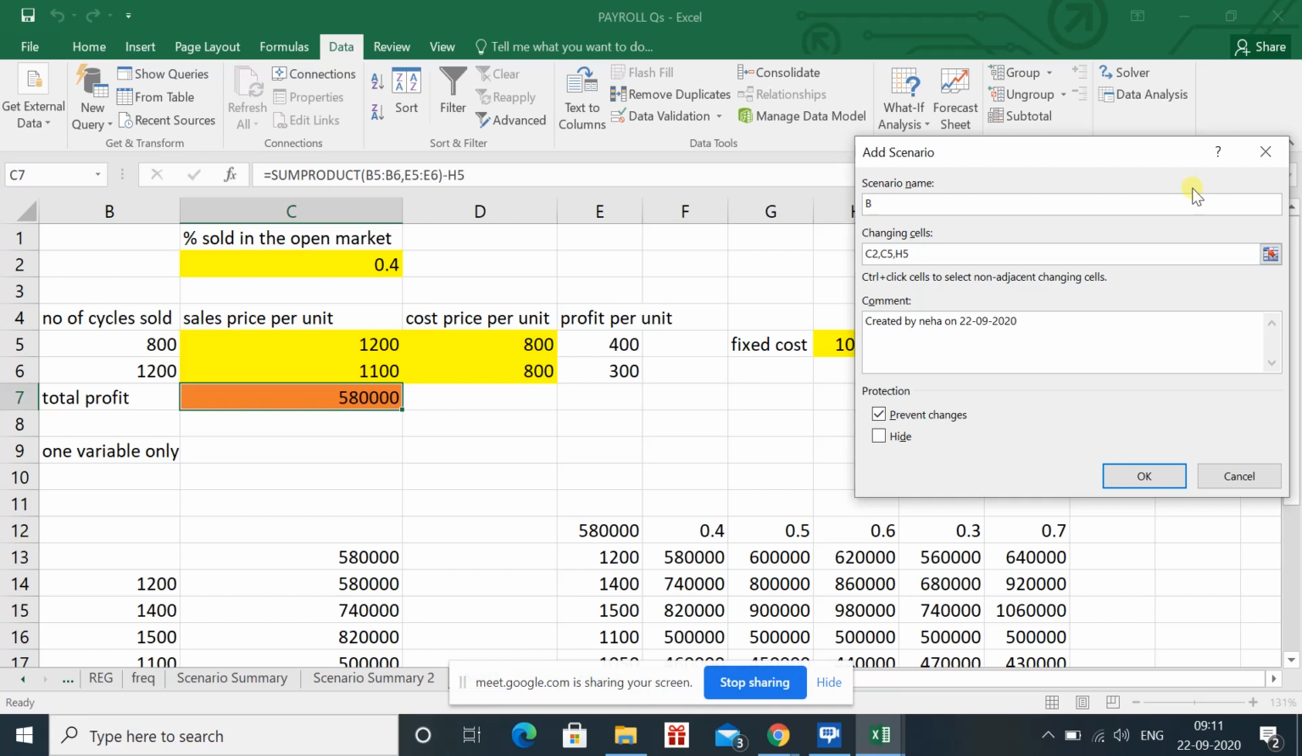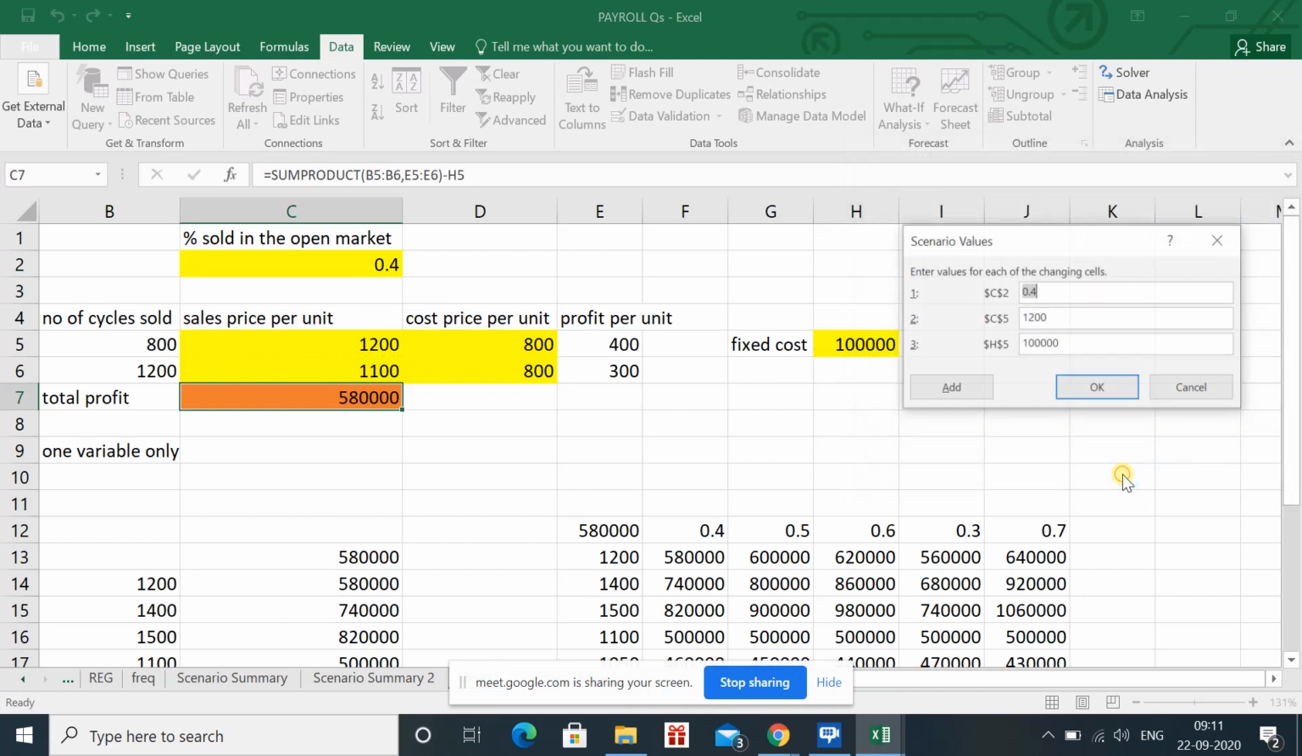So now the second scenario is B, and when you create the B scenario, you will see that C2, C5 and H5 are automatically selected. This means you want to change percentage sold in the open market, selling price per unit and fixed cost. So every time it will show the same. You can change it if you want to, but we don't want to change it.